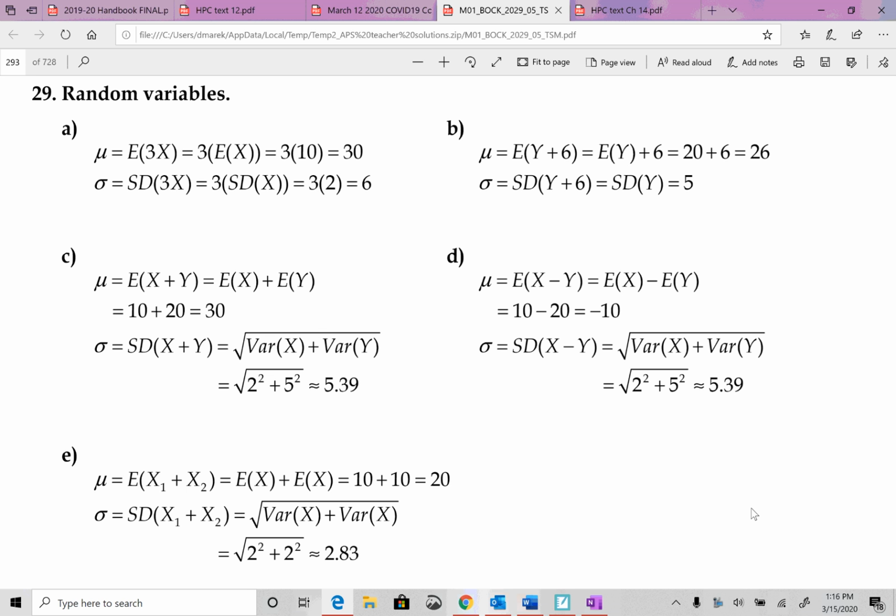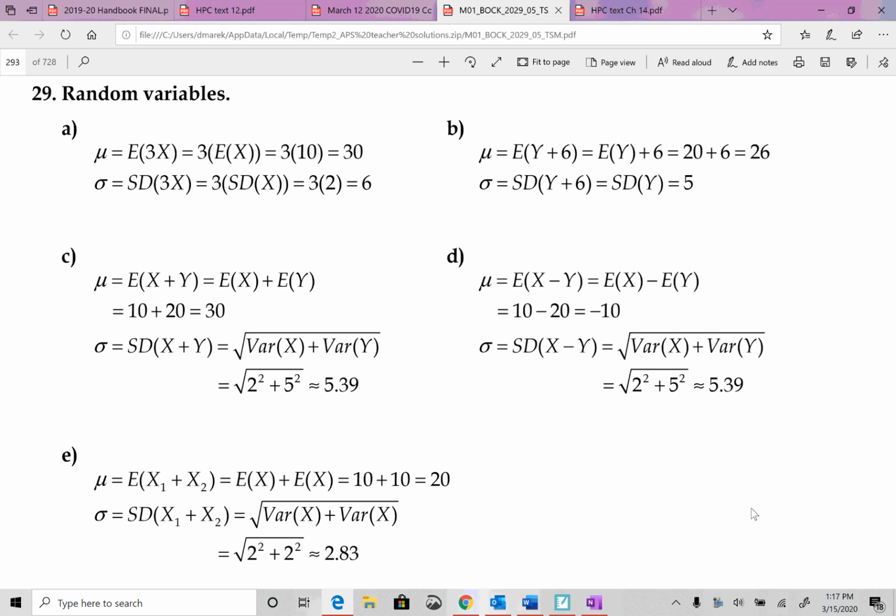Note there the difference. Part D, the mean, you're subtracting those two random variables. You subtract the means. It doesn't matter if you're adding or subtracting. For standard deviation, you're always going to add. I'll say that again. For standard deviation, you're always going to add.